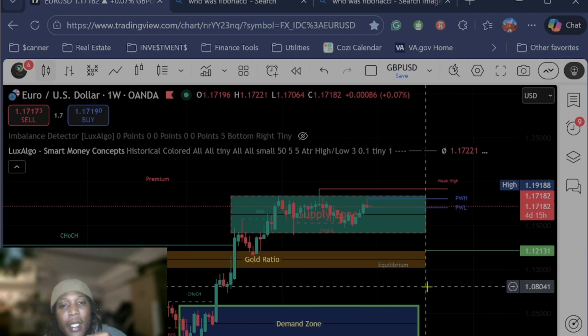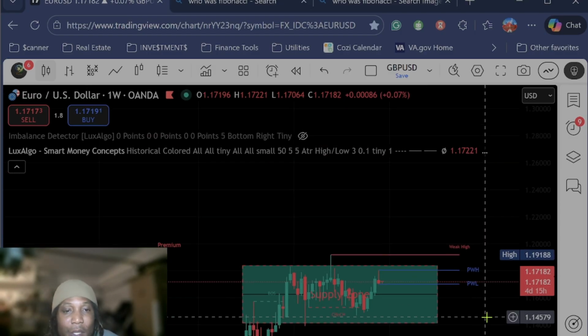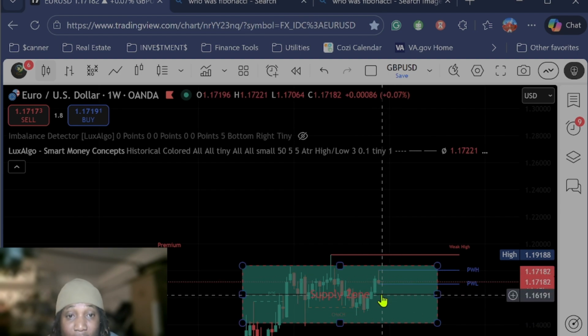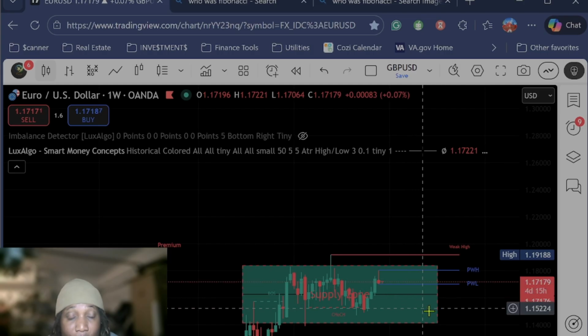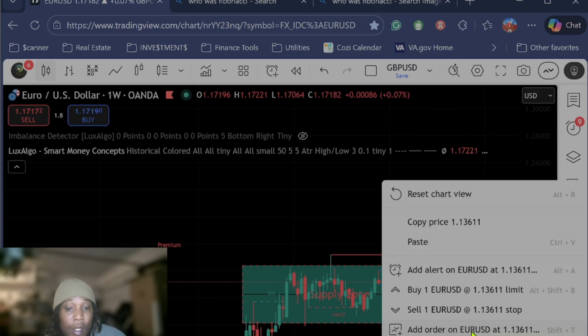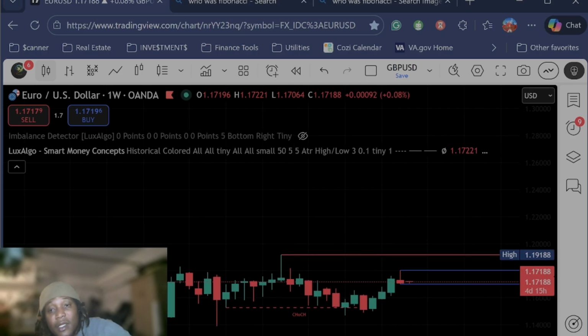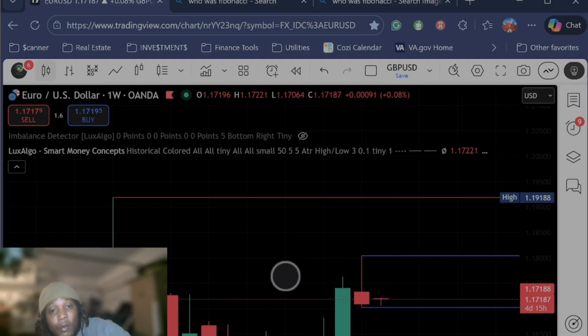But look at this. This is what the indicator is basically saying: your focus for the week is this candle right here, this candle high and this candle low. That's it. So let's clear all of that. Basically it's saying this is the candle we're focusing on for this week. We don't care about nothing else, just this candle.